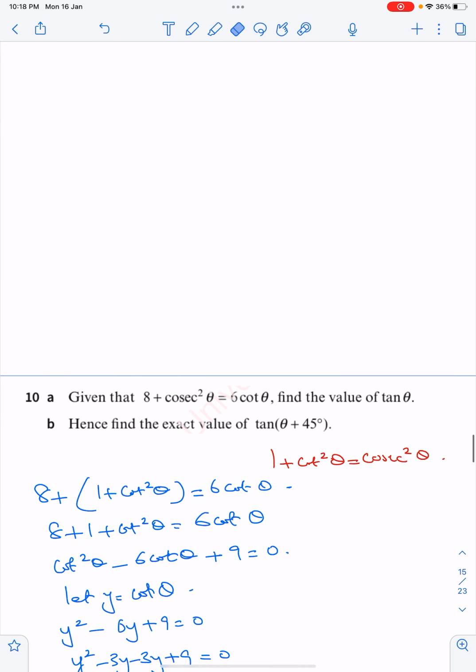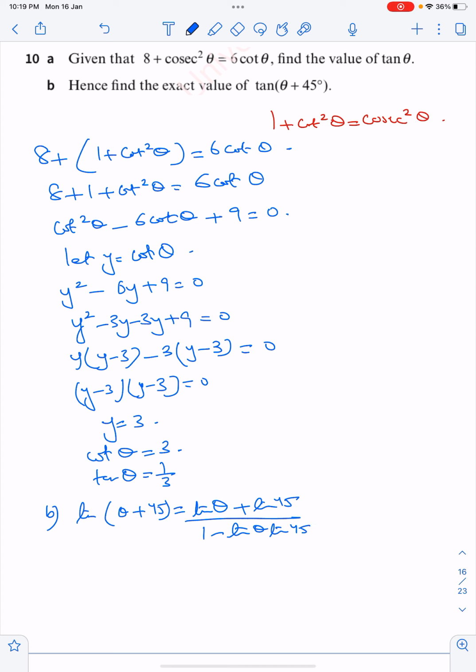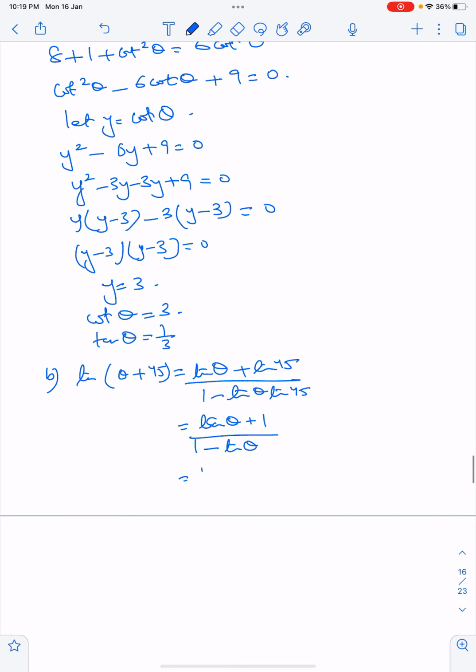Okay, the second part, hence find the exact value of tan of theta plus 45. Okay, the B part, tan of theta plus 45. Let's apply the formula. It will become tan of theta plus tan of 45 upon 1 minus tan of theta tan of 45. We know tan of 45 is 1, so it will be tan theta plus 1 upon 1 minus tan of theta. Tan of theta we know is 1 upon 3, so 1 upon 3 plus 1 upon 1 minus 1 upon 3. Let's simplify this.